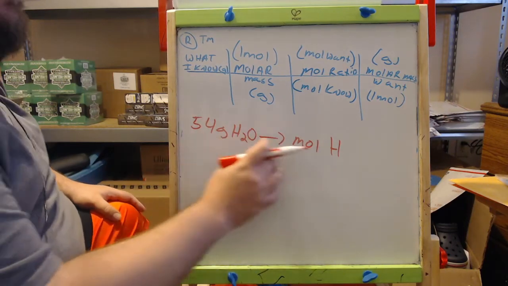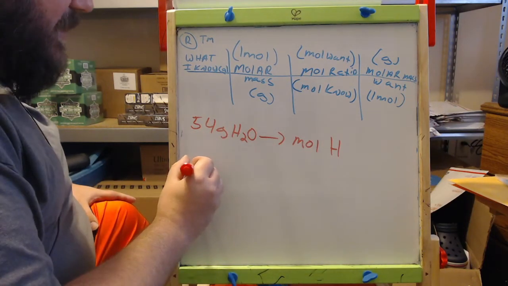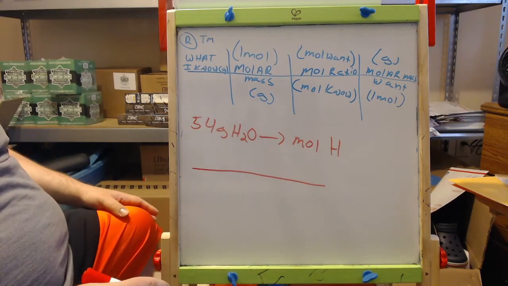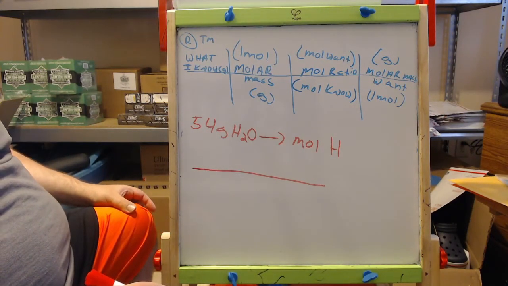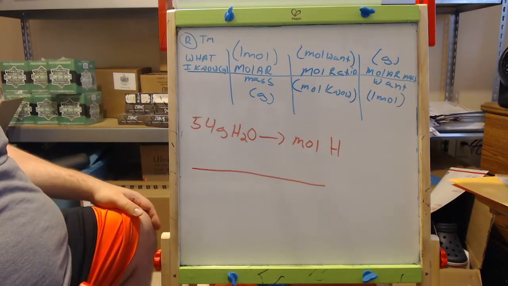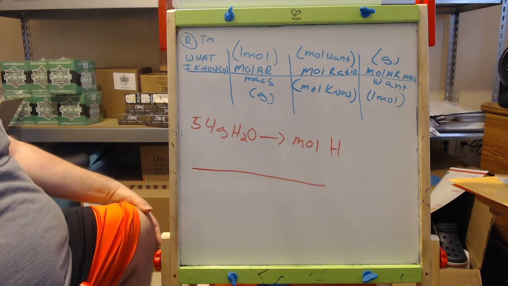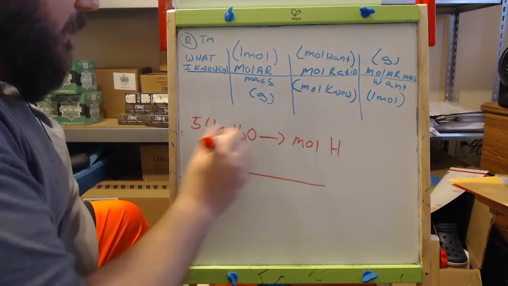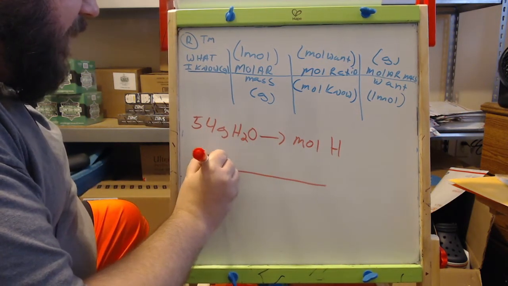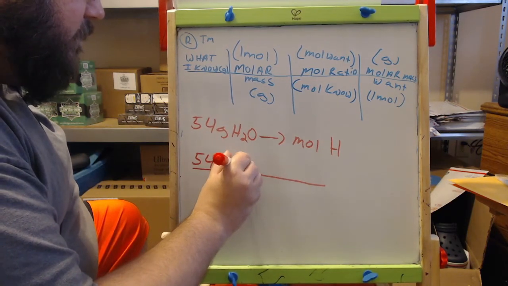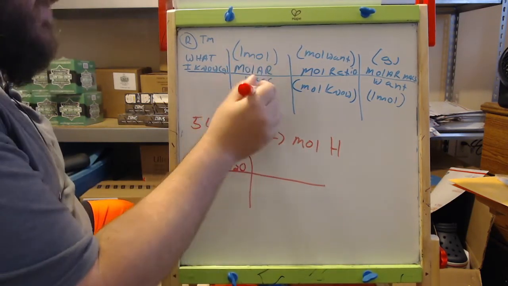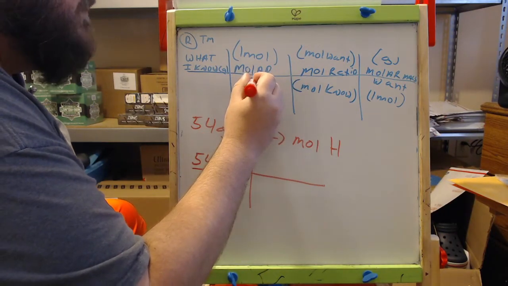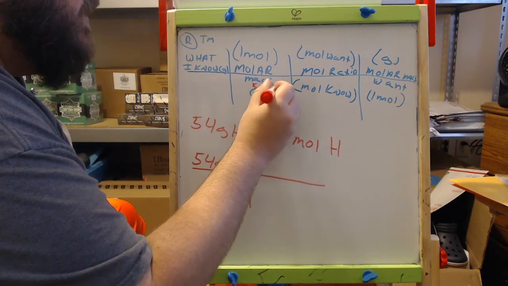So I got 54 grams of water. I want to know how many moles of hydrogen that is. Okay. So here's what we do. Start with what we know. 54 grams of water. Look at our map. Our map says use the molar mass of what we know. We'll put that right here.